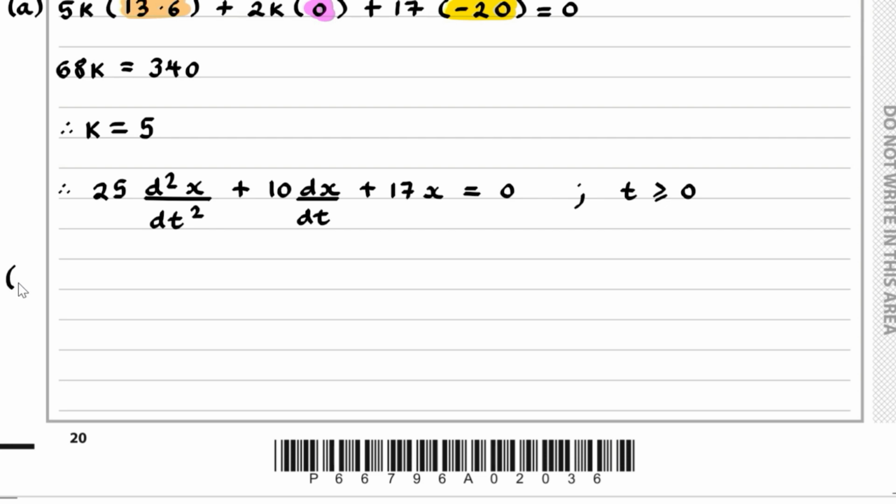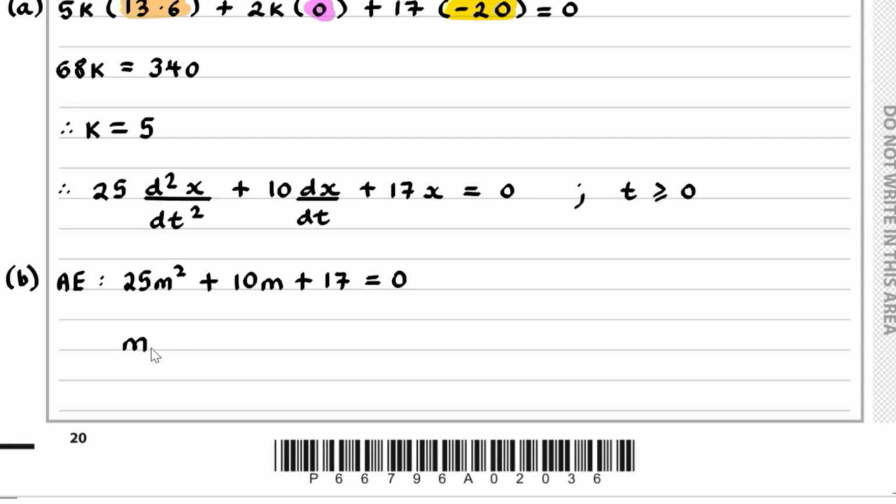For part B, we would begin by forming the auxiliary equation. The coefficient of the second derivative becomes the coefficient of m squared. The coefficient of the first derivative becomes the coefficient of m. The coefficient of x becomes the constant term. So the auxiliary equation is 25m squared plus 10m plus 17 equals 0.